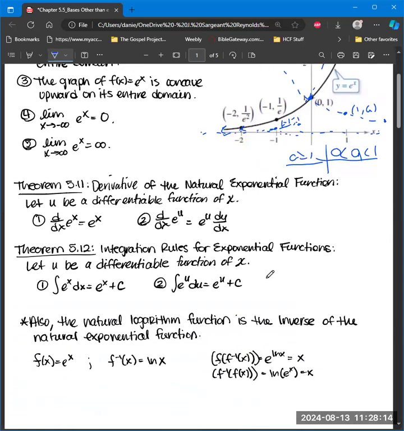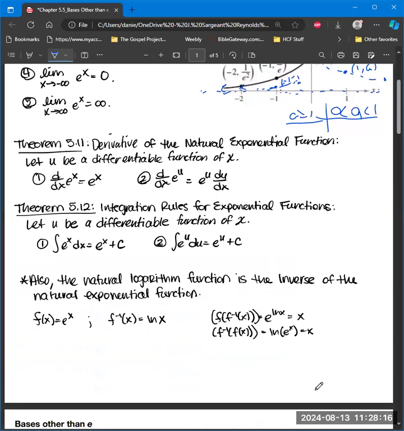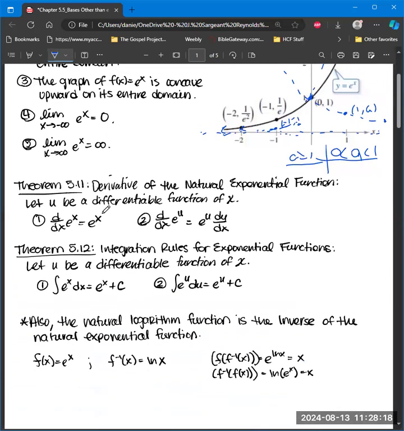Let's finish up talking about the calculus stuff here before I jump in and talk about hyperbolic sine and hyperbolic cosine. The derivative of e to the x is e to the x. So if we want to make that the general form using the chain rule, the derivative of e to the u is e to the u times du dx. For integration, the integral of e to the x dx is e to the x plus c. I think you see why we like this function mathematically, because it just keeps coming back as itself. The integral of e to the u du is e to the u plus c.